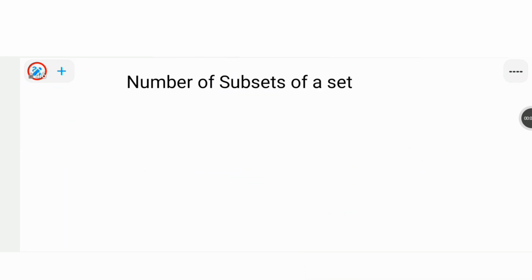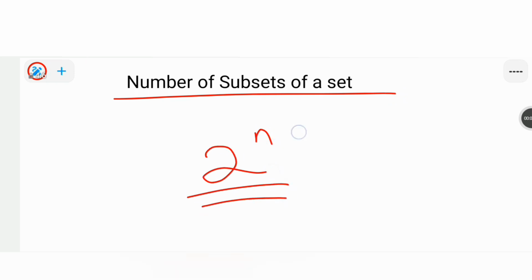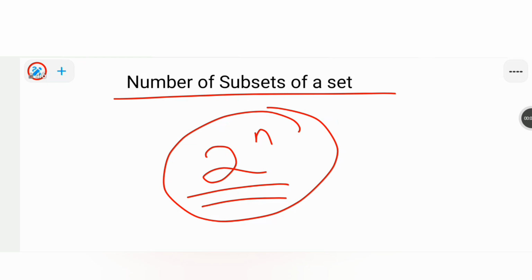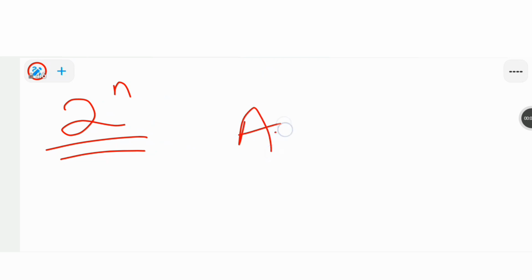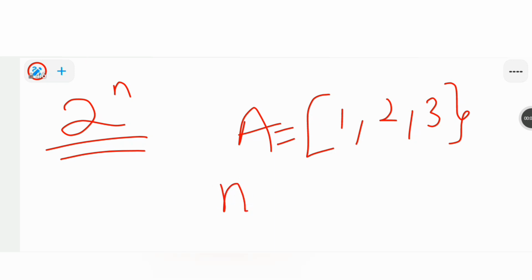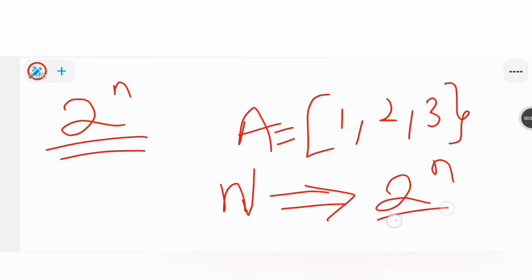So there's a formula that can be used to find the number of subsets of a set. Okay, the formula is 2 raised to power n. These are the number of subsets of a set. N is the number of elements that that set has. So if you have a set like A equals 1, 2, 3, and you are told to form the subsets of that particular set, the number of subsets will be 2 raised to power n.